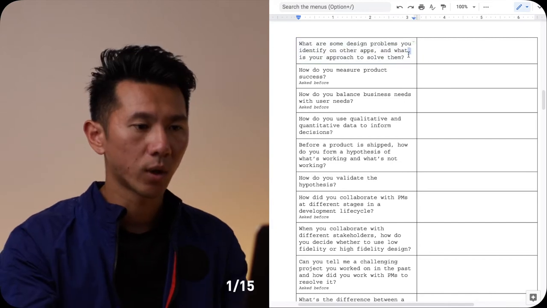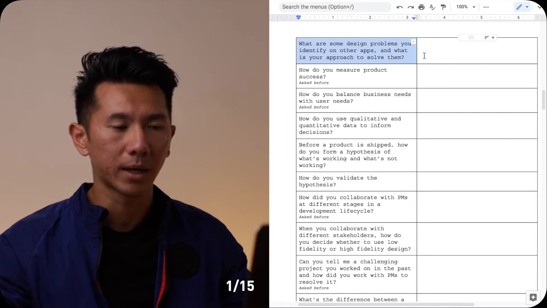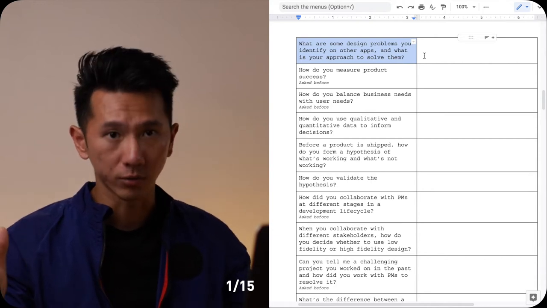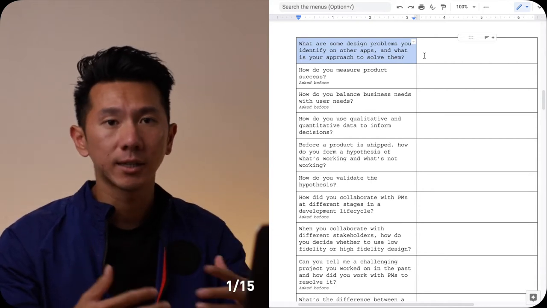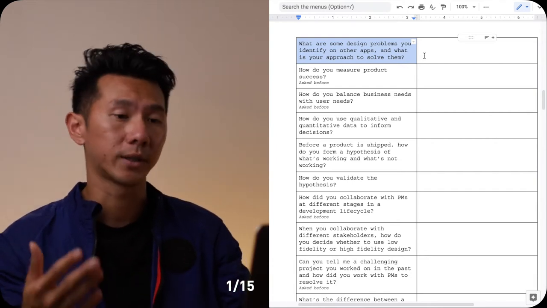Well, first one, what are some design problems that you identify on other apps, mobile apps, web apps, and what is your approach to solve them? It's more like a live exercise. You just walk through what you have in mind. You can somewhat prepare for it, but there's no guarantee you're going to get this question.